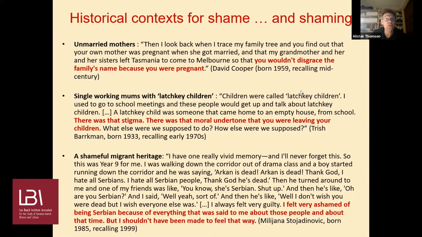So if you look at the slide, you can see some of the examples from the interviews of the sort of circumstances. So the first one is about unmarried mothers. And this is David Cooper remembering a relative in the early 20th century who was an unmarried mother and left the small state of Tasmania so that no one knew that she was pregnant and went to Melbourne to have a baby. And as he says, she did that because you wouldn't disgrace the family's name because you were pregnant. So a really powerful experience of shaming in early 20th century Australia for a single unmarried mother.